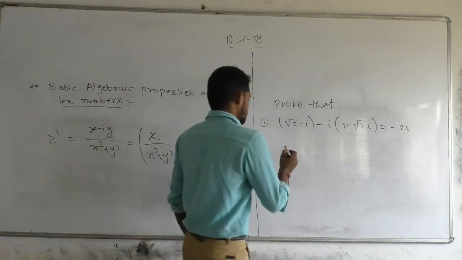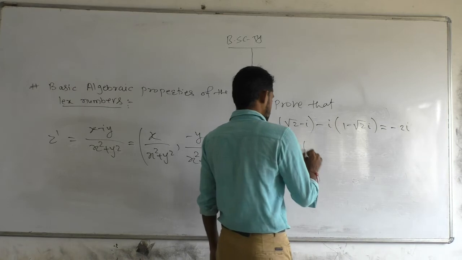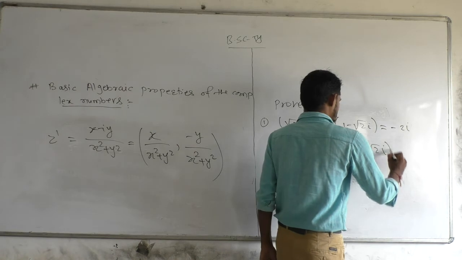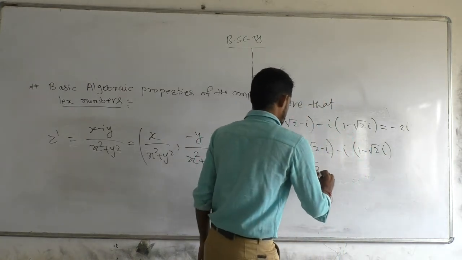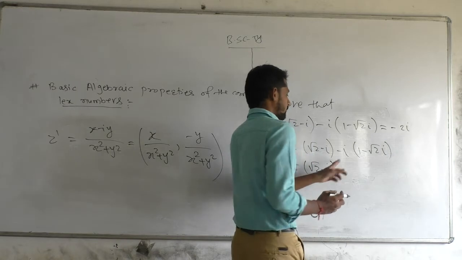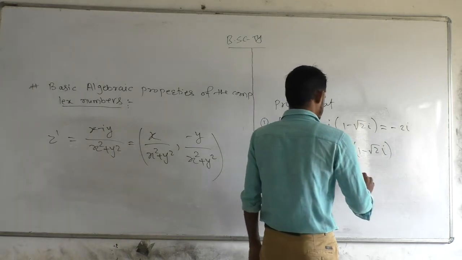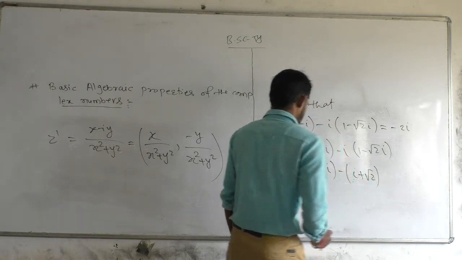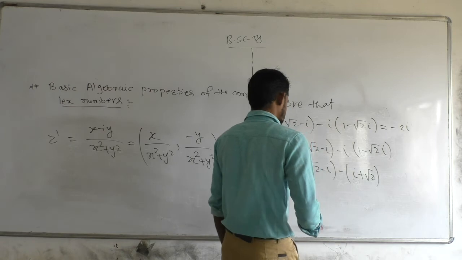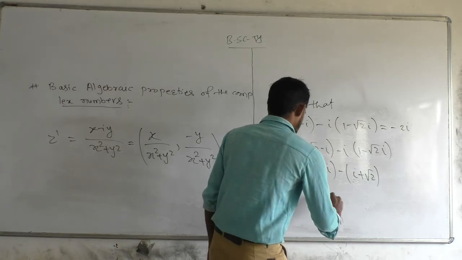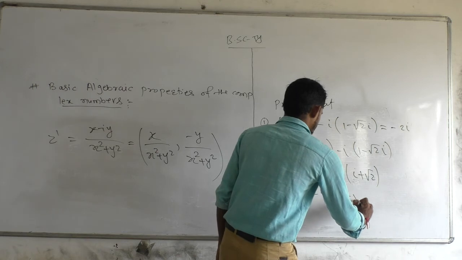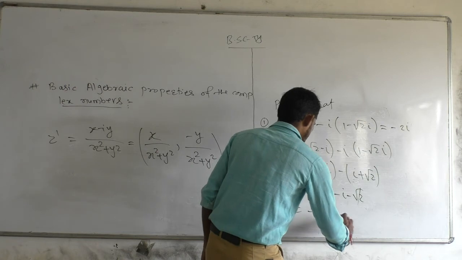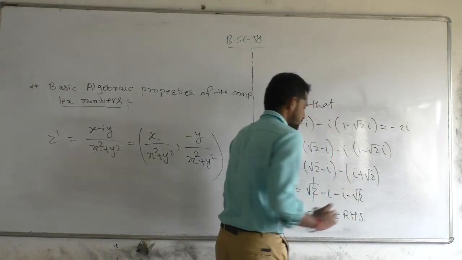So consider LHS. LHS is equal to (root 2 minus i) times (1 minus root 2 i). So multiply by i inside: minus i square is minus 1, plus root 2. So this becomes root 2 minus i minus root 2 i square... the root 2 cancels, and this is minus 2i, which is equal to RHS. So this is the example first.